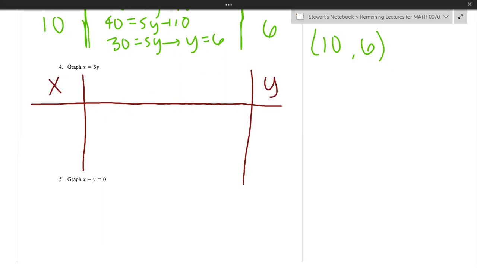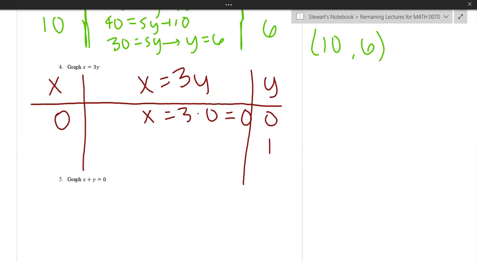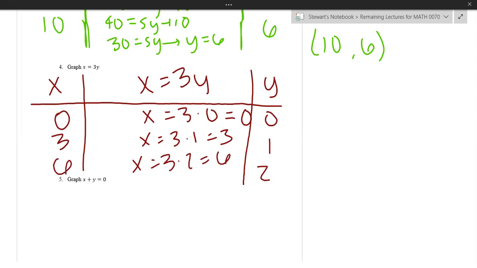So here we have x equals 3y. So if we start with 0 here, we have x equals 3 times 0 equals 0. So this would be 0. If we pick 1, we'd have x equals 3 times 1 equals 3. And if we pick 2, we'd have x equals 3 times 2 equals 6. So that's a way to go there.